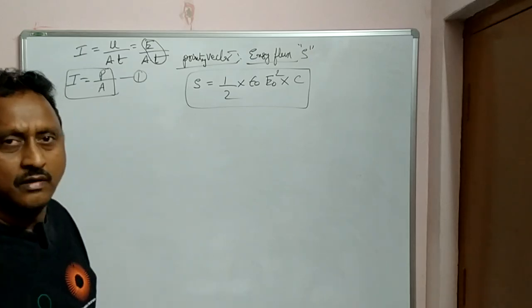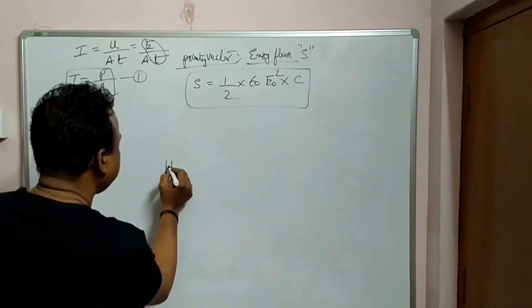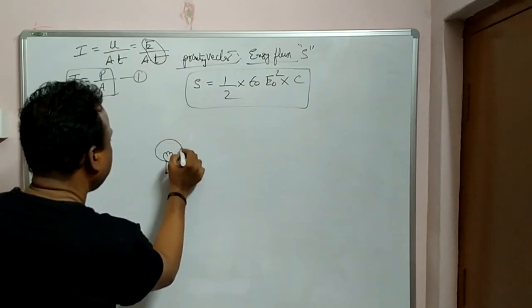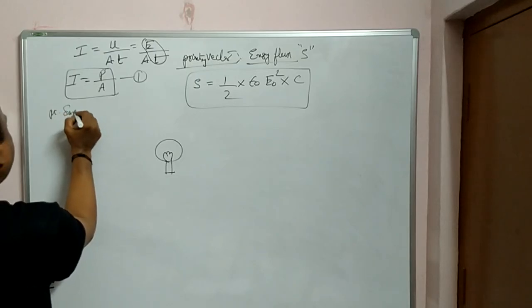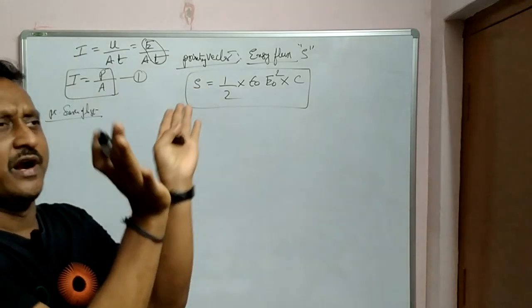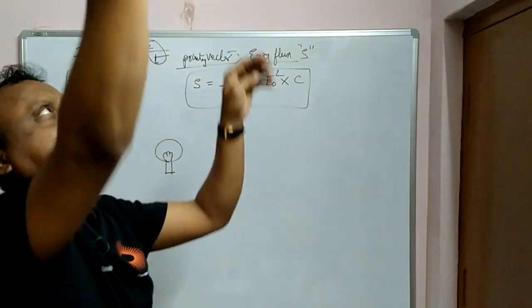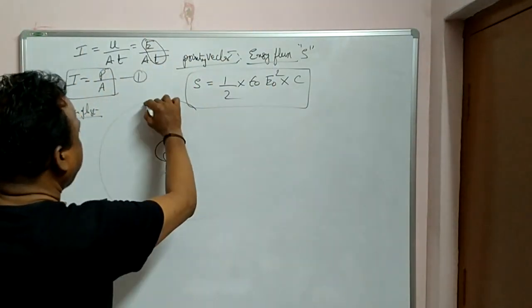Now we will see. For example, a small light is taken, an LED light, a point source of light. So when this light is emitted, what happens? It goes continuously like this, spherically. How is the light emitted? It goes spherically.